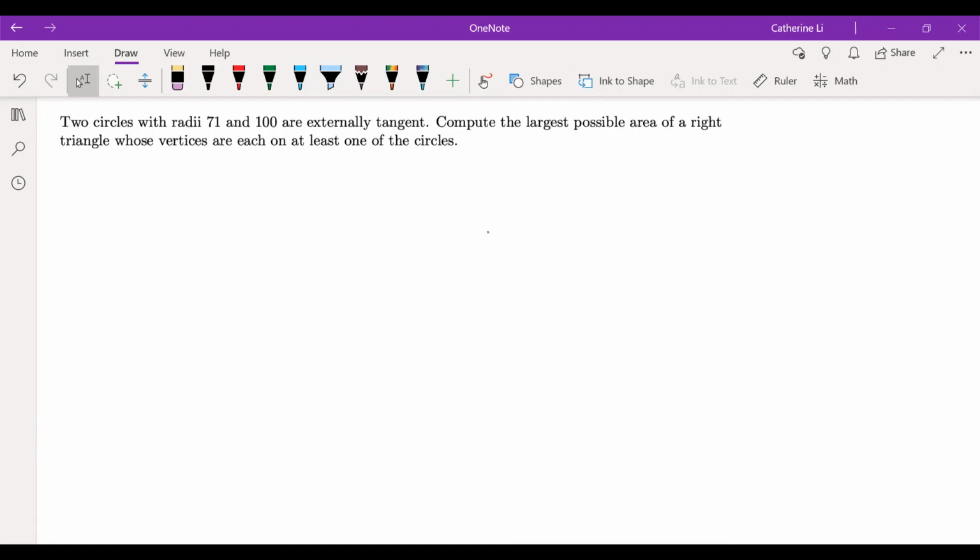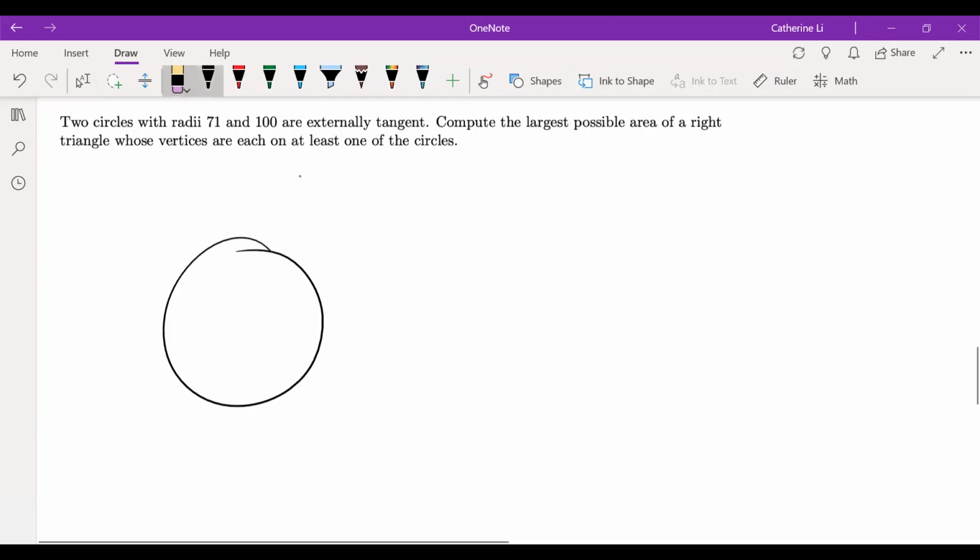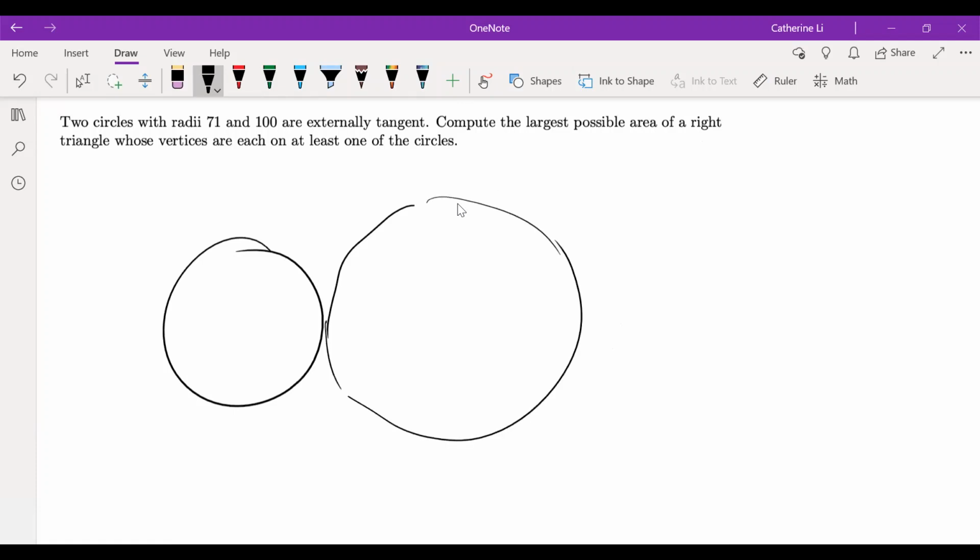So we have two circles. Oops. And their radii are given. Oh no. Okay. And we also know that they're tangent to each other. So that's not that bad. Okay. And we're asked for the largest possible area of a right triangle where all of its vertices are on one of these circles.